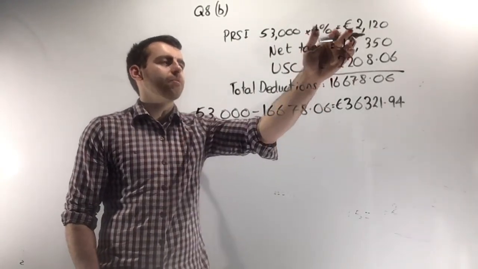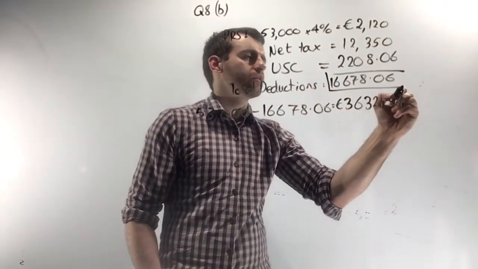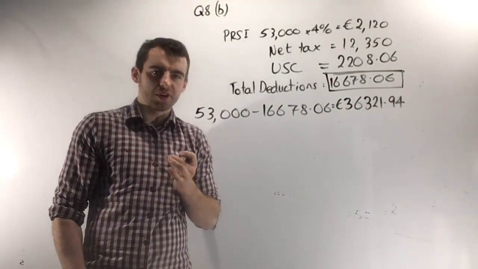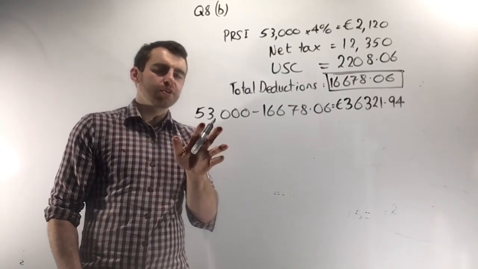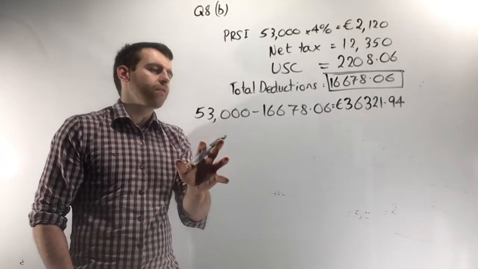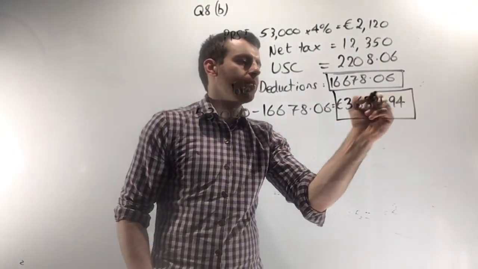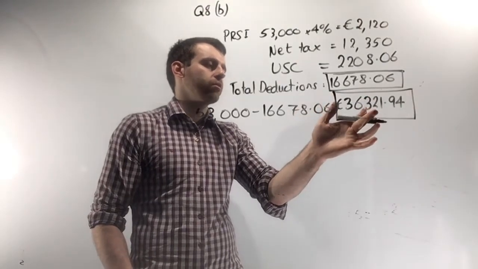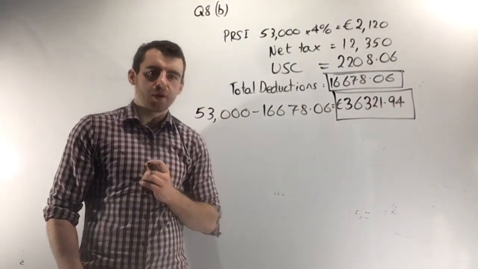If I add the PRSI, the net tax, and the USC, I get this figure, which is the total deductions. The total amount of money that is taken out of Sean's gross income before he gets his take-home pay. His gross income was 53,000. If I subtract his total deductions, I'm left with his net income. The amount of money he actually gets to take home is €36,321.94. And that gets you the marks for this part of the question.